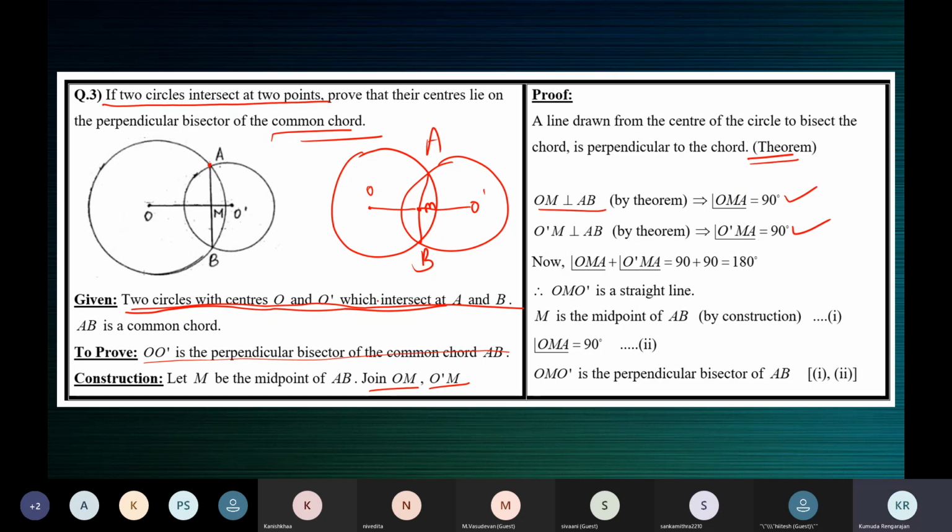OM is perpendicular to AB. How do we get this result? By the theorem. How by the theorem? Because OM is a line from the center to bisect the chord, so it's perpendicular to the chord.